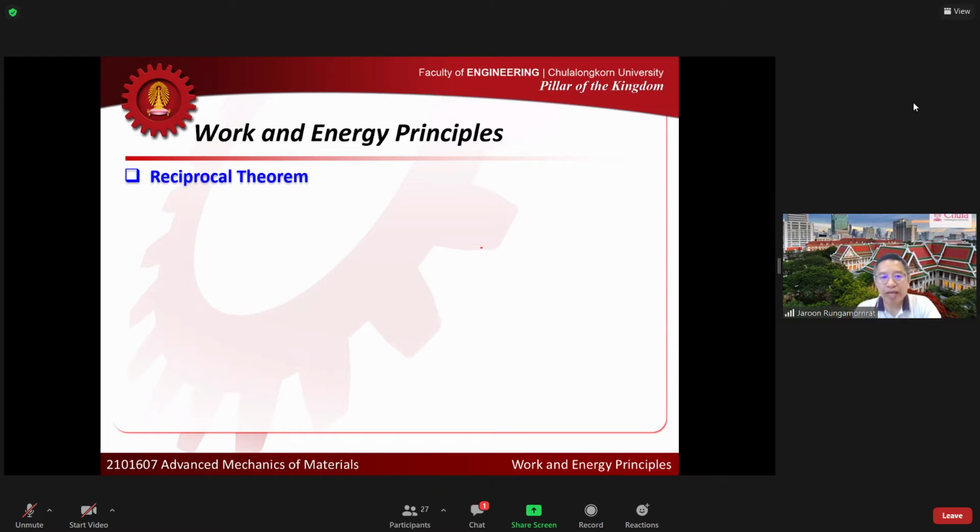The reciprocal theorem that I will show you here can be proved using the principle of virtual work or the principle of complementary virtual work that I mentioned to you before. So I will not prove it here. If you know the principle of virtual work and the principle of complementary virtual work, you can use one of them to prove this theorem.